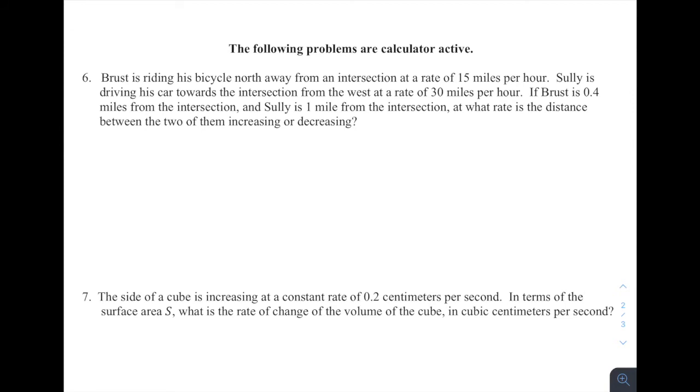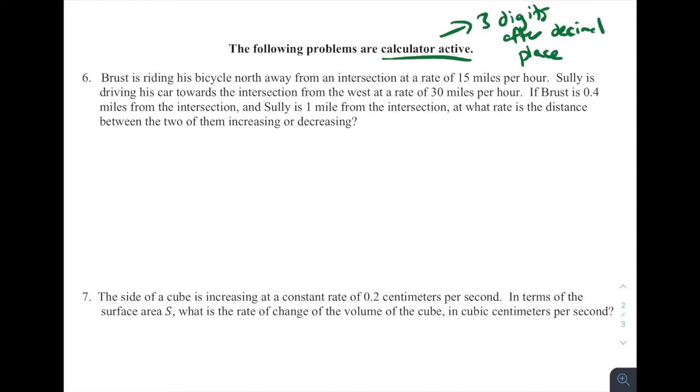And actually, I encourage you to use your calculators on these. Key reminders always on calculator active problems is that you are rounding your answers to 3 digits after the decimal place. That is the standard for the AP exam.